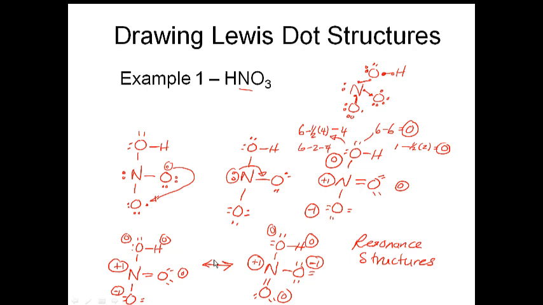And they differ by the placement of the multiply bonded electrons, the double and triple bonds, and the lone pairs. And also the charges then could be different. Okay, and that's the idea of resonance structures.